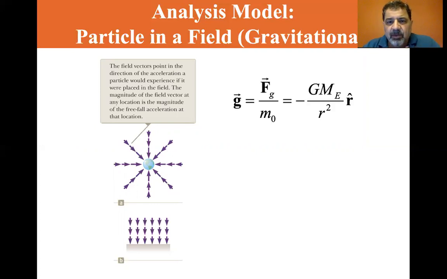So g is equal to the force exerted on the test mass m0, and that's equal to minus G, mass of the Earth, over the radius squared, in the unit vector r direction. And you can see that it's negative because it's downward towards the surface of the Earth.